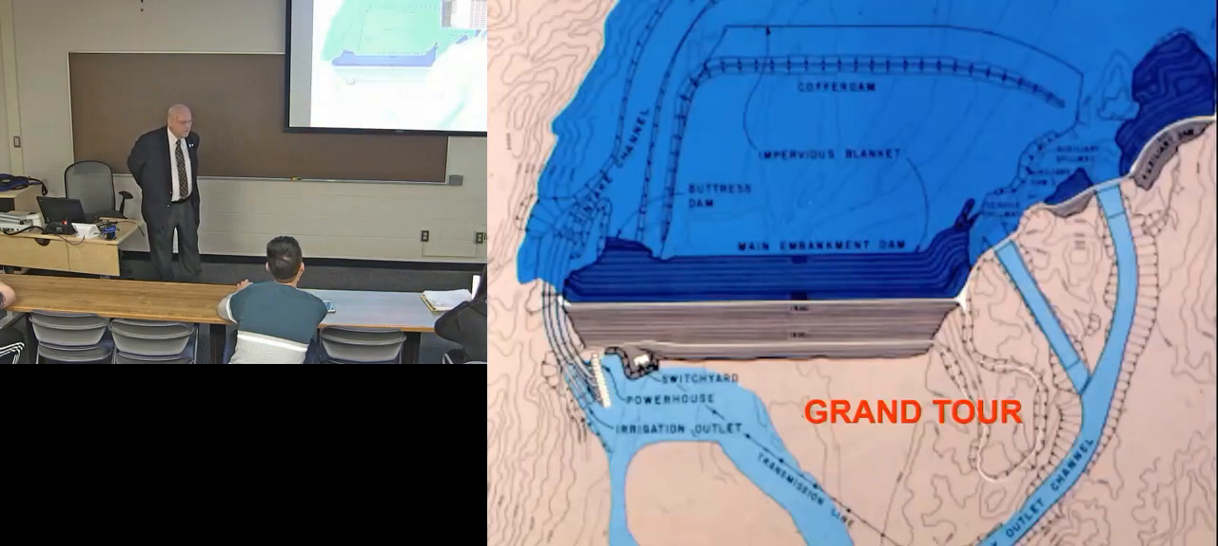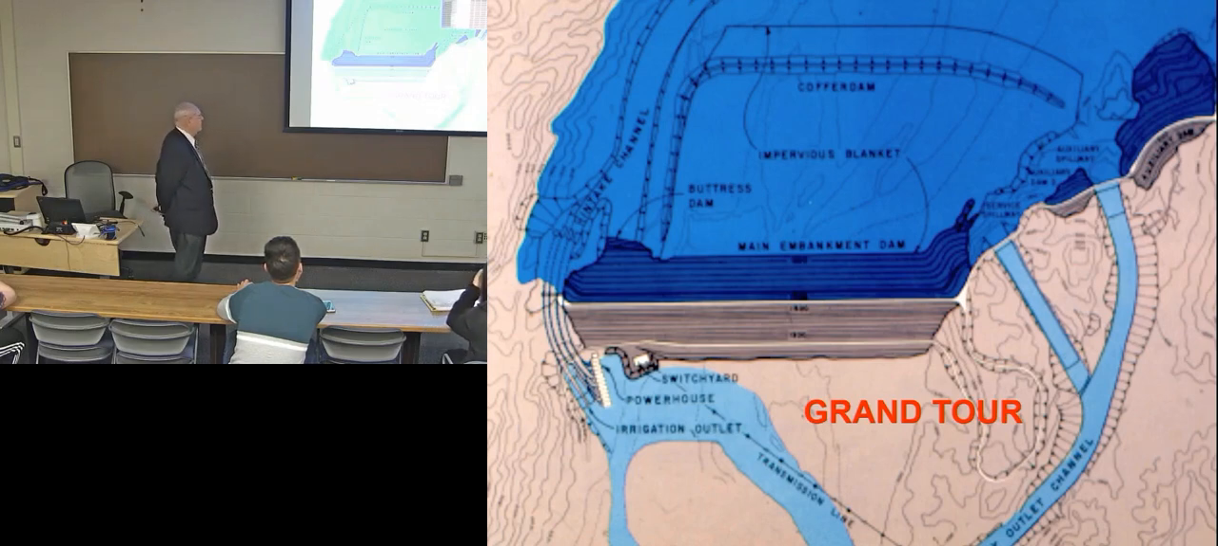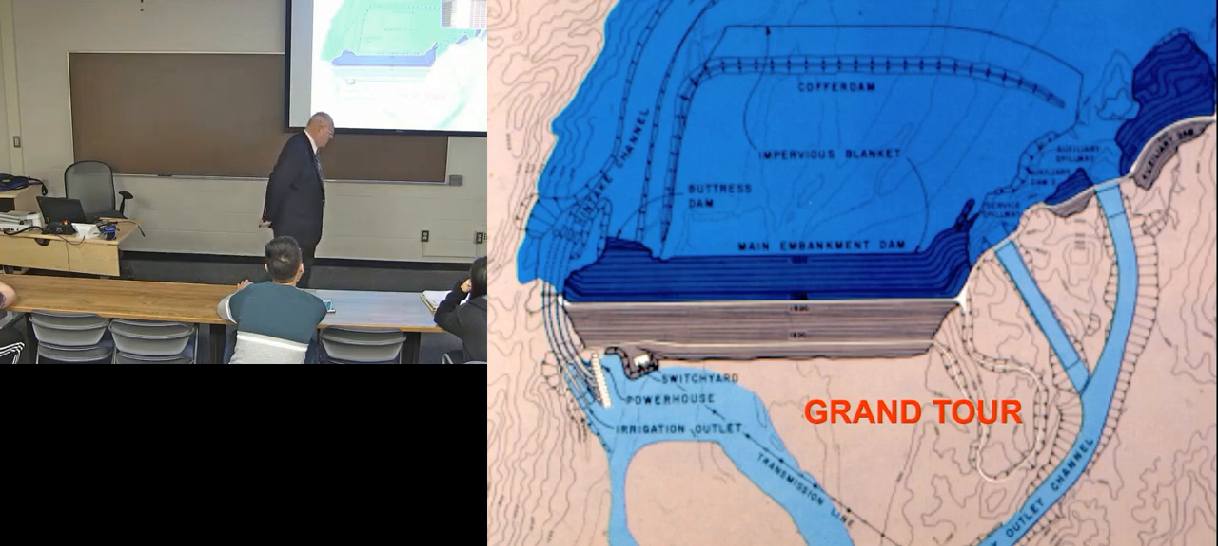Okay, so I'm going to give you a grand tour first of the whole project, and I hope from that you'll see then where various elements will fit in. The main dam, of course, is here, and we call it the main dam because there are two small auxiliary dams out here that had to fill in some saddles where the water would have leaked out.